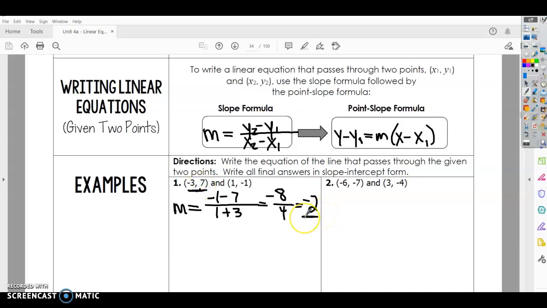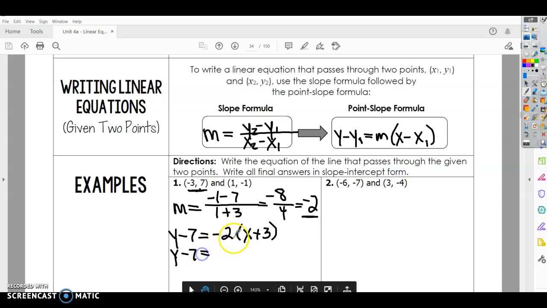So let's use the first point and the slope to write in point slope form. So I'm going to have y minus my y, which is 7, equals slope, which is negative 2, times x minus negative 3. That makes that a plus 3. So I'm going to rewrite this in slope-intercept form to graph. So I'm going to have y minus 7 equals, distribute the negative 2. Negative 2 times x is negative 2x. Negative 2 times positive 3 is negative 6. Add 7 to both sides. y equals negative 2x plus 1.